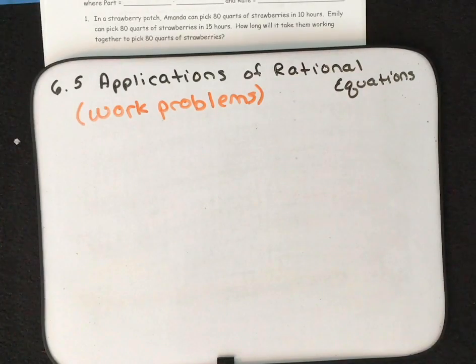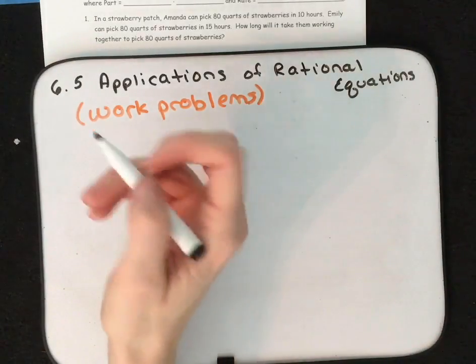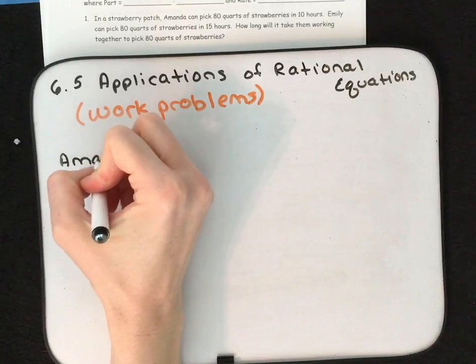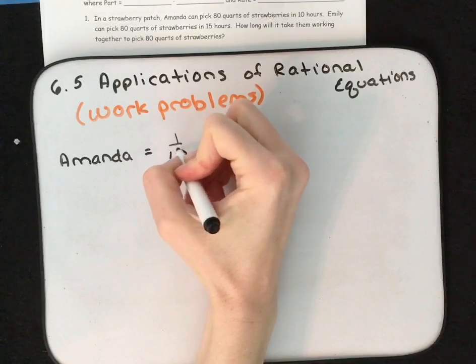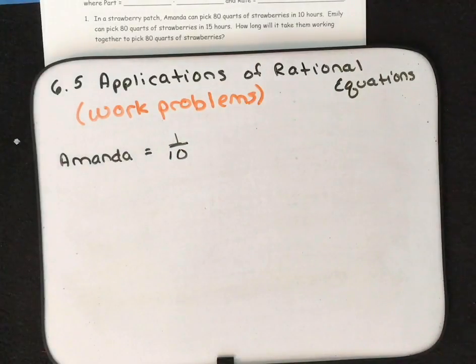So we have some information that we need to consider. We have Amanda and we have Emily. We know that Amanda can complete our task, which in this case is picking 80 quarts of strawberries. That's the constant, that's what we're comparing, that's the whole thing. We know that Amanda can complete our task in 10 hours. So that means if we're looking at the portions, 1/10 would be the portion that Amanda can complete. We don't know how long they're working together, but we know that Amanda's rate is 1/10.